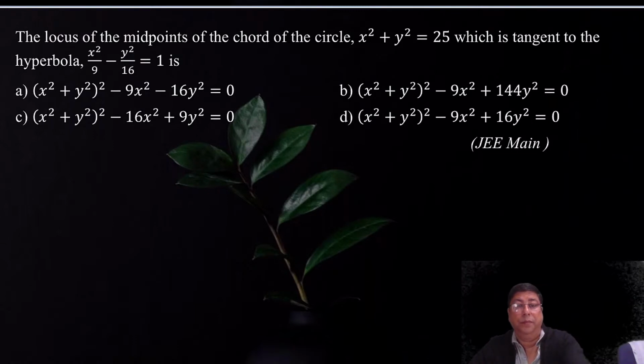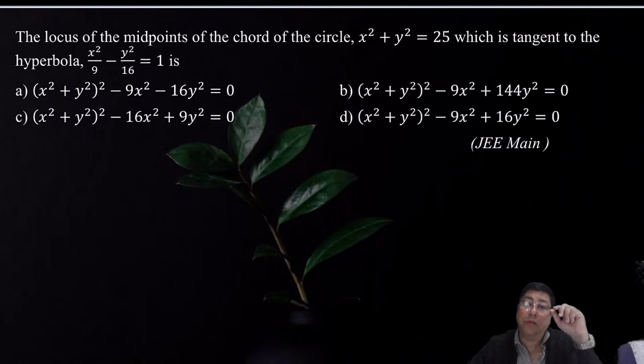Let us do the next one. The locus of the midpoint of the chord of the circle x square plus y square equal to 25, which is the tangent to the hyperbola. Locus of the middle point of the chord of the circle means T equal to S1, and tangent to the hyperbola. We'll compare them. That should be the target for us.